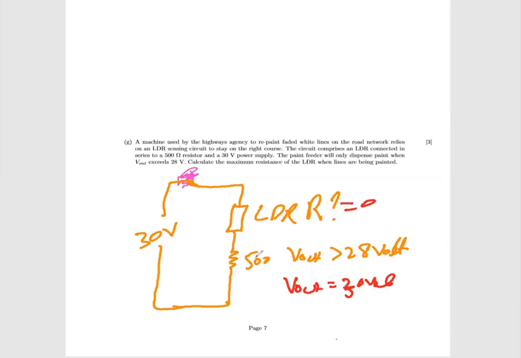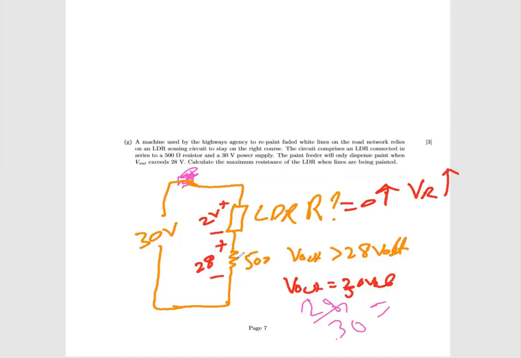But we need to find the maximum value of R, so I need to increase this value. If I increase R, VR, the voltage across this LDR, will also increase. Let's say Vout is equal to 28. Paint will get activated when Vout is equal to 28 or greater than 28. So 2 volt will drop across this, and we need to find this resistor. Let's use the voltage divider rule.